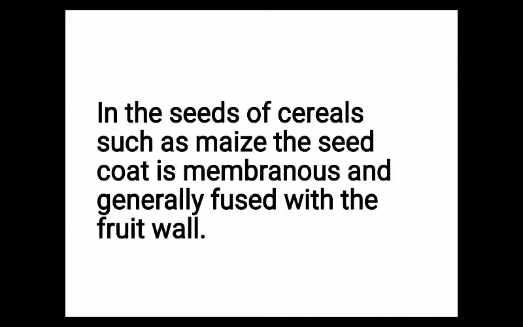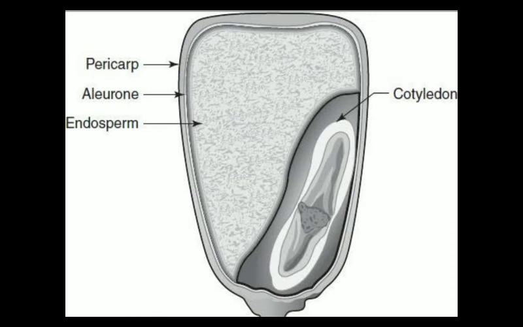In the seeds of cereals such as maize, the seed coat is membranous and generally fused with the fruit wall. So in maize plant, we observe that the fruit wall, which is the pericarp, gets fused with the seed coat. That's why we cannot see a particular fruit in maize. Only we are able to see the seeds. What is the reason behind it? Because the fruit wall, also known as pericarp, gets fused with the seed coat. Here you can see that pericarp fused with the seed coat.